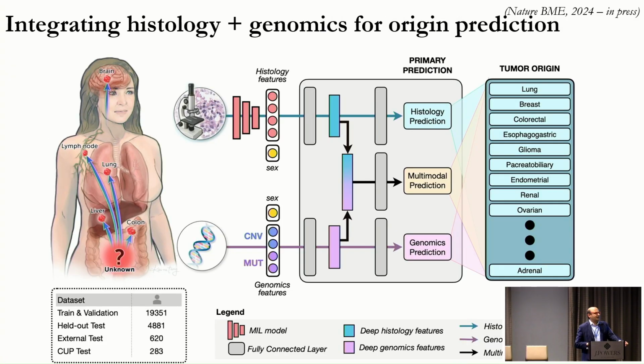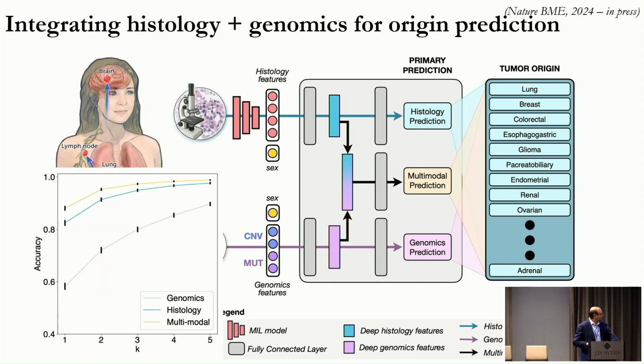More recently, we've tried to combine this together with molecular data using really fundamental data fusion paradigms, just by concatenation, to see can we improve outcomes by combining histology and genomics. And that's what we show here by combining histology and molecular data.